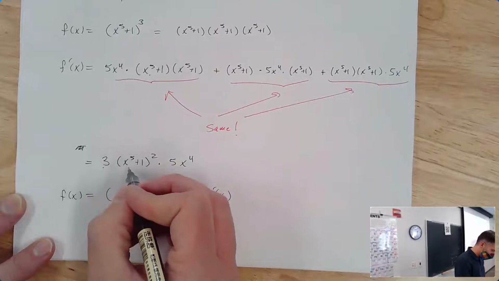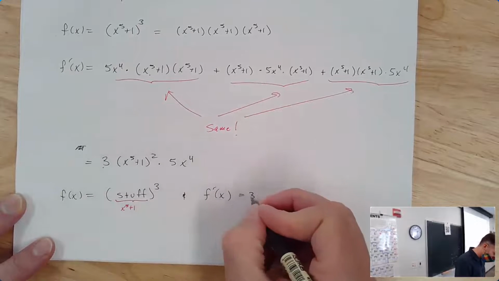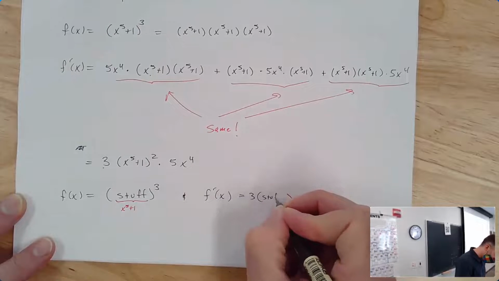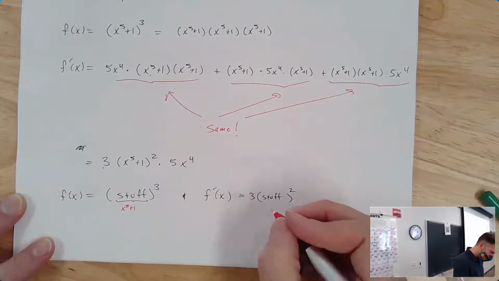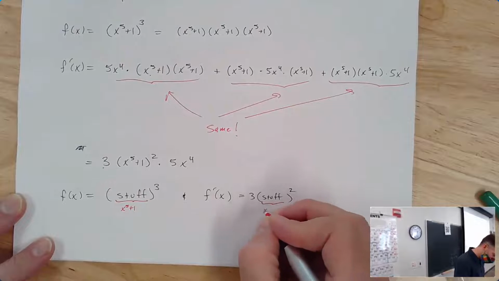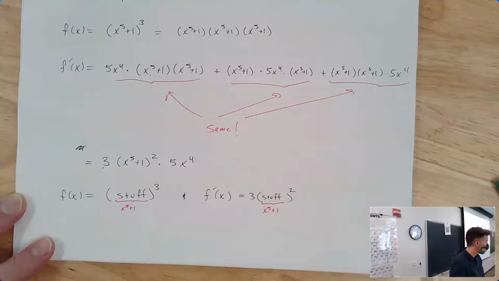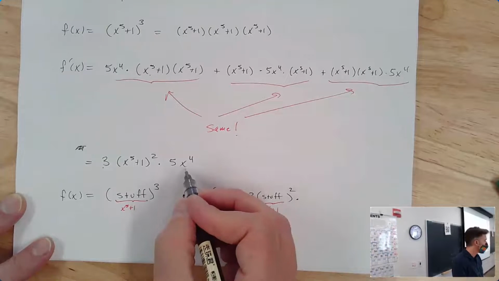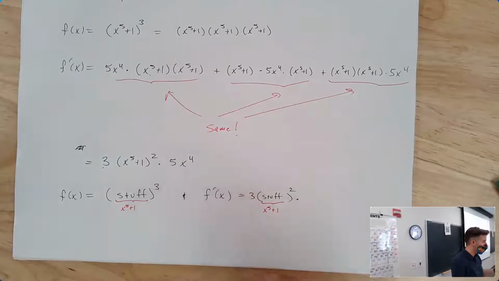3 times that stuff squared, and then what did we multiply by? What do we have out here? Right, exactly. Thank you for knowing the answer to the question I wasn't asking very well. Exactly, the derivative of the stuff.